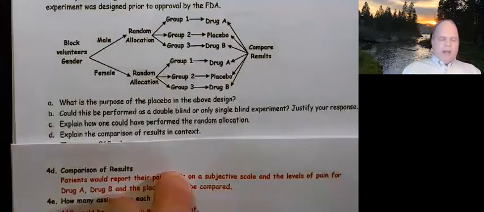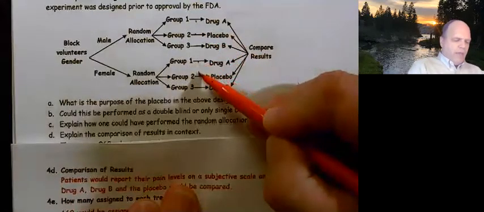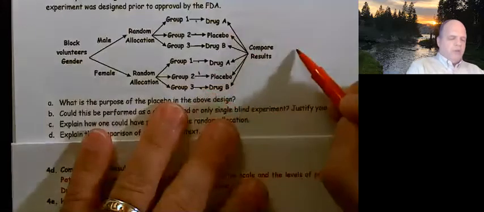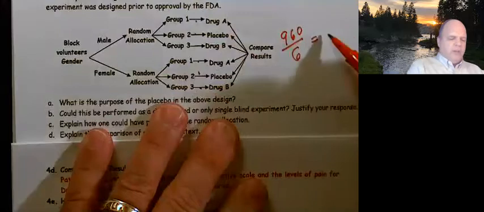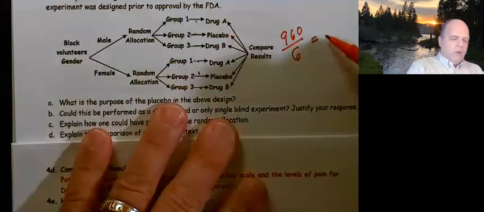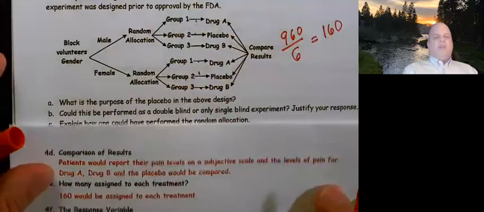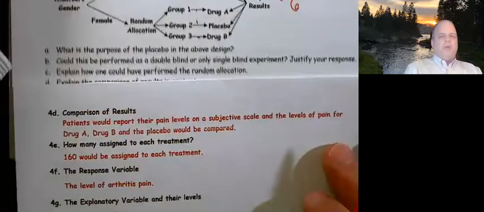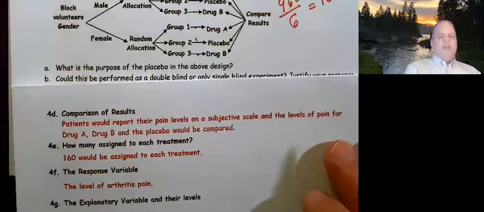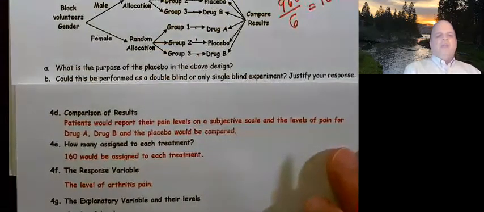How many could be assigned to each treatment? Well, how many treatments do I have? When I look at this, I go 1, 2, 3, 4, 5, 6 treatments. So I have 6 treatments, and I have 960 people. So 960 divided by 6 is 160, and that would be my answer. 160 would be assigned to each treatment. It asks for the response variable. The response variable is what we're comparing at the end, and what we're comparing at the end is the level of arthritis.